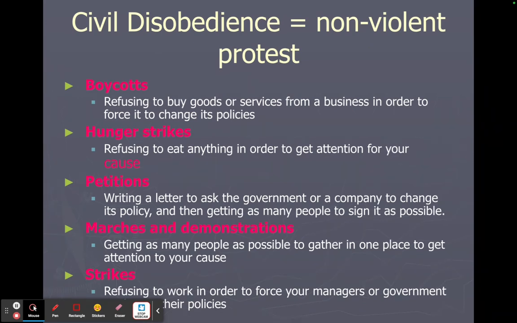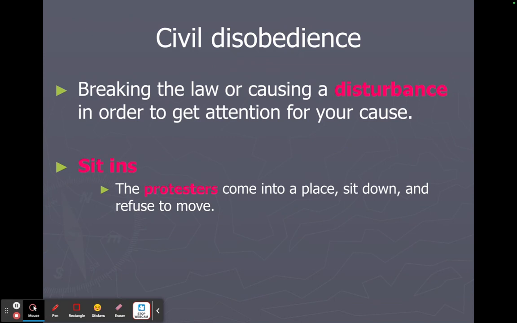So some examples of civil disobedience you have here. We have boycotts, refusing to buy goods or services from a business; hunger strikes, refusing to eat anything in order to get attention for your cause; petitions, where you write letters to the government or a company to change their policy and get people to sign it. The civil rights movement used a lot of marches and demonstrations, getting as many people as possible to gather in one place to get attention to your cause. And then obviously strikes as well, where you're refusing to work in order to force your managers or governance to change their policy. Breaking the law or causing a disturbance in order to get attention for a cause.